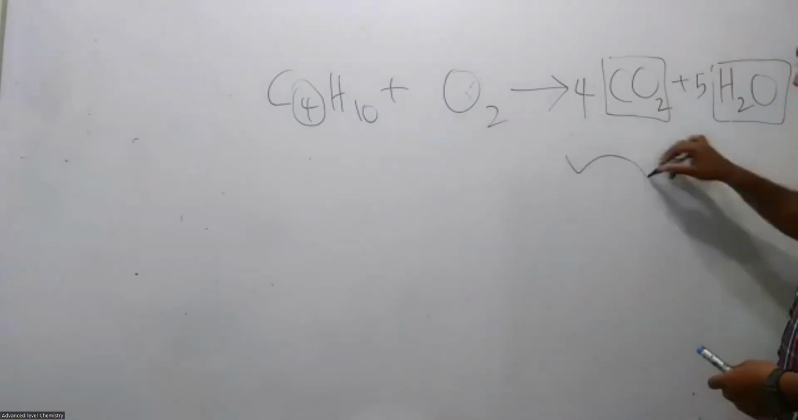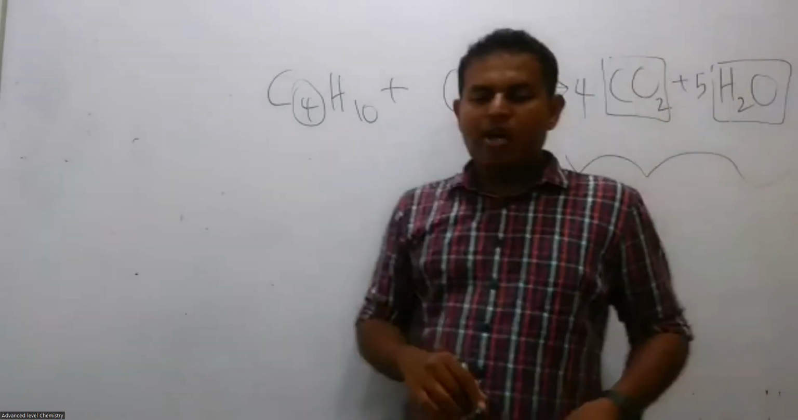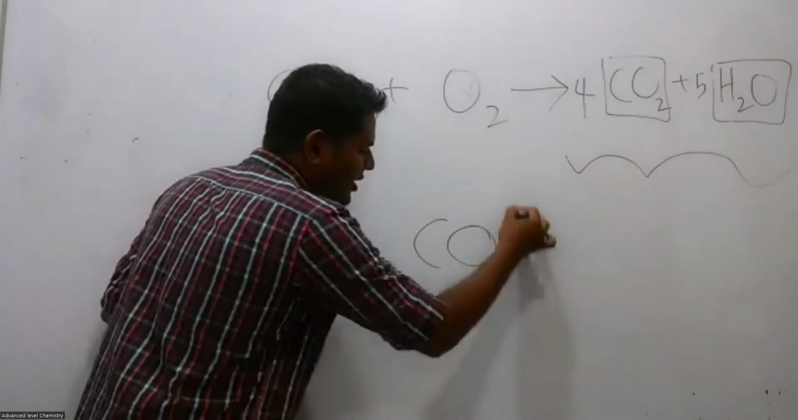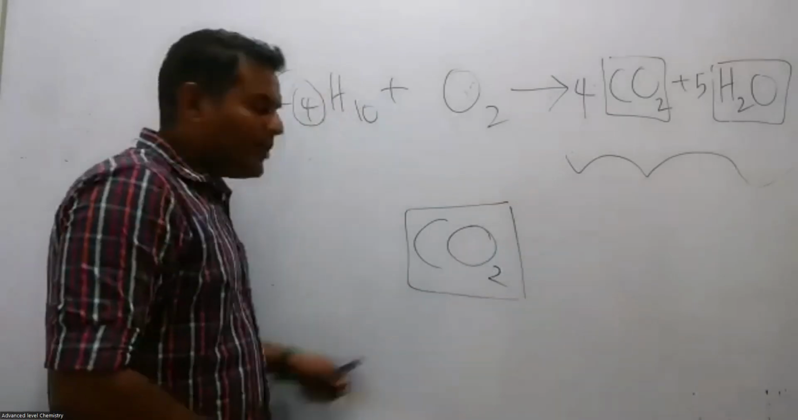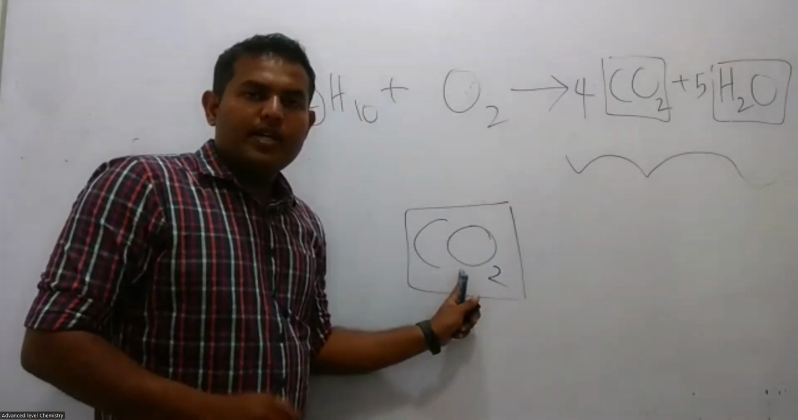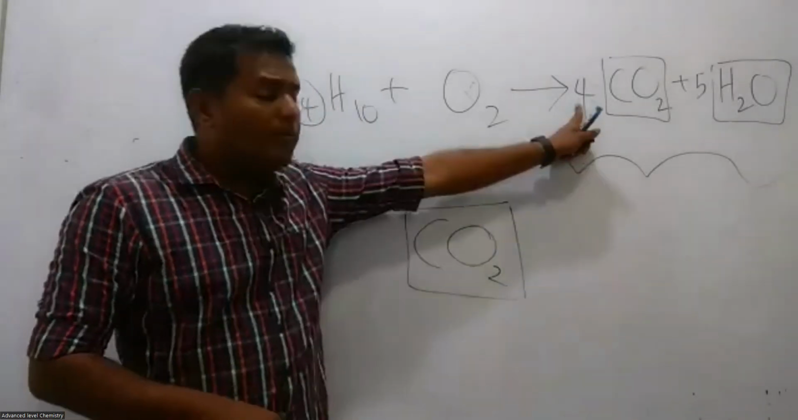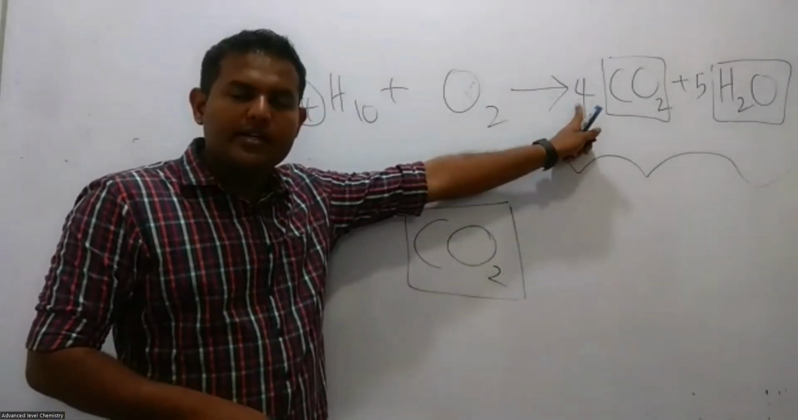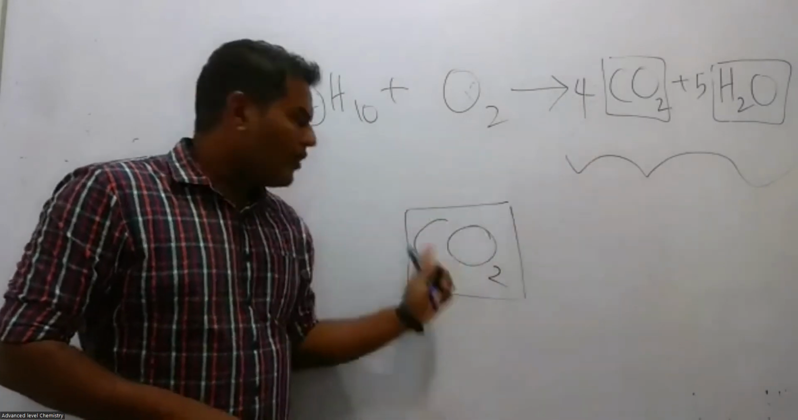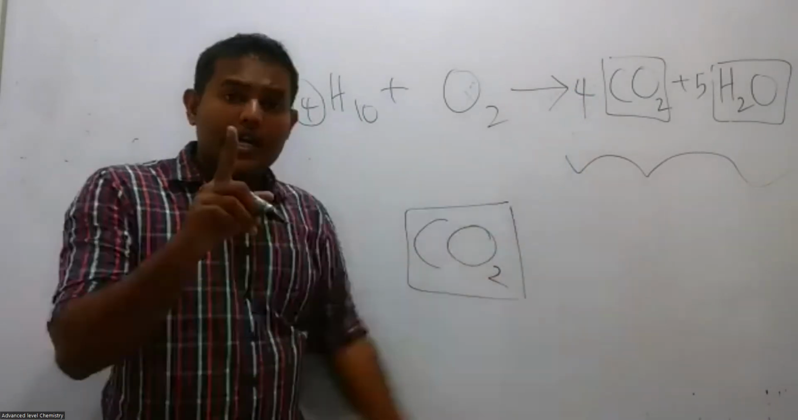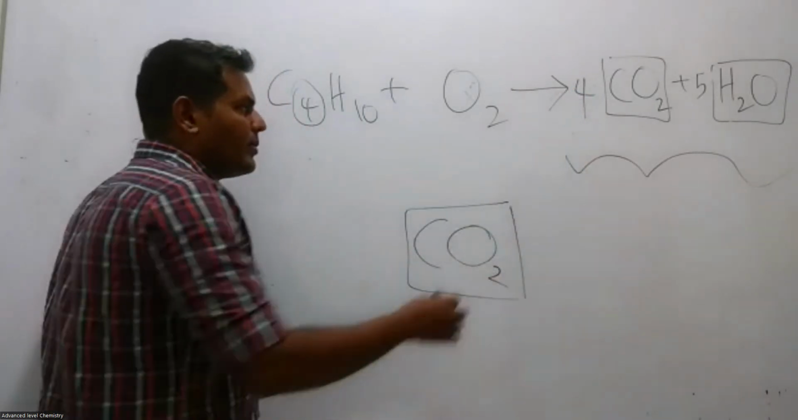Then how many oxygens are on this side? In 1 molecule of carbon dioxide, how many oxygens are there? In 1 molecule of carbon dioxide, you have 2 oxygens. So you have 4 molecules of carbon dioxide. In 1 molecule you have 2 oxygens, so in 4 molecules you have 8 oxygens, right? I mean, you have 8 oxygens here.